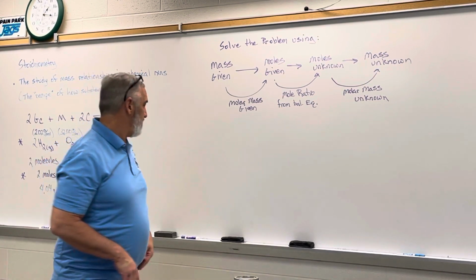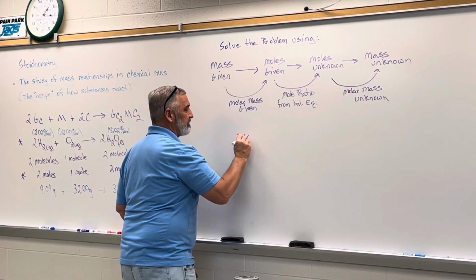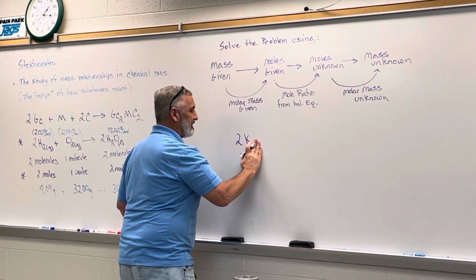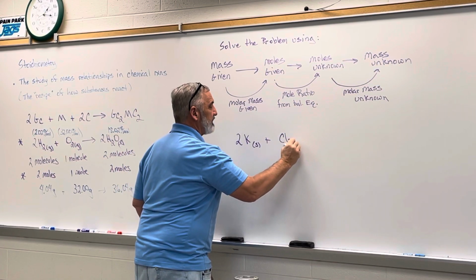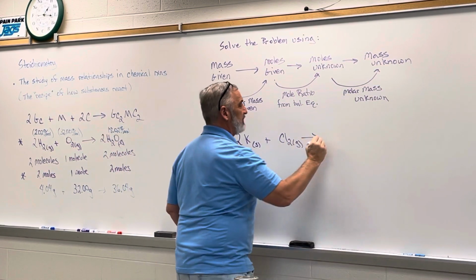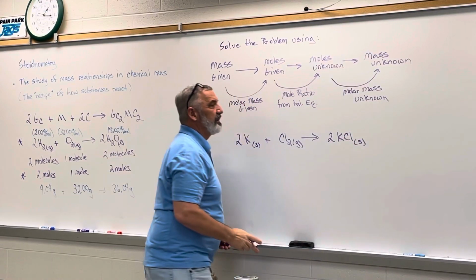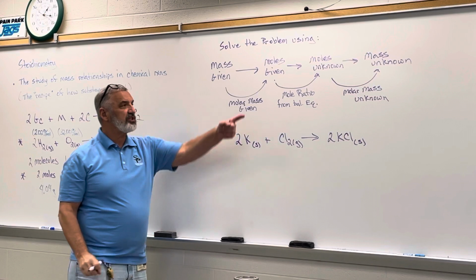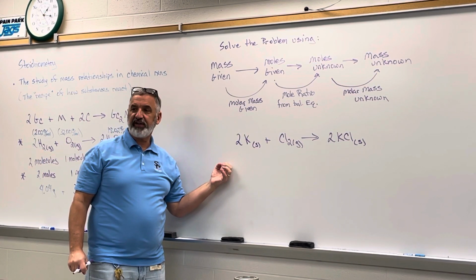Let's start talking about 3b. In that equation, you have 2 potassiums plus a chlorine gas going to 2 KCl solids. So there's step 1: we have a balanced equation. Step 2, just the facts, ma'am.